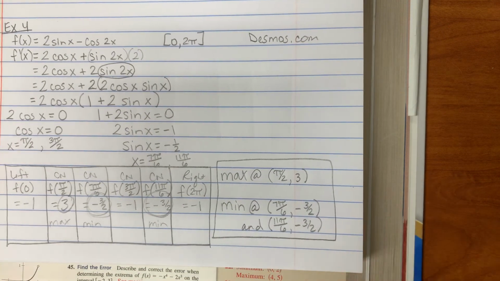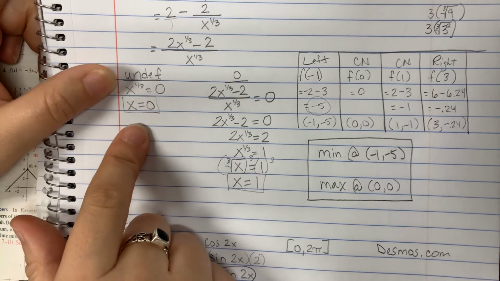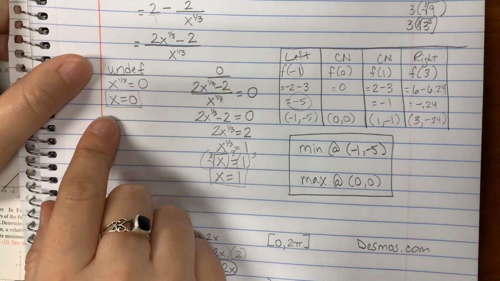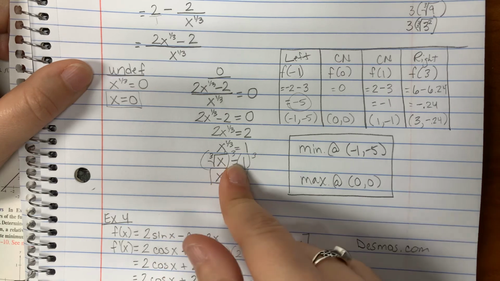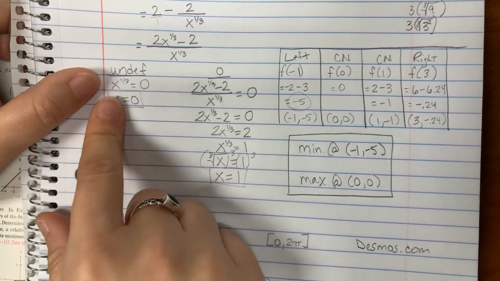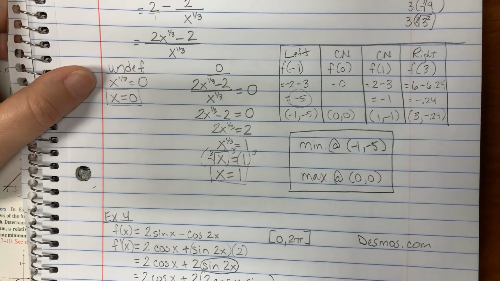Okay, so that should give you everything you need to know about critical numbers. Don't forget to check when it is undefined. That's the biggest mistake I see people make, is they forget to check that situation. They only check 0. So make sure you know when it's undefined, that is a critical number, and when it is equal to 0, that is also a critical number.